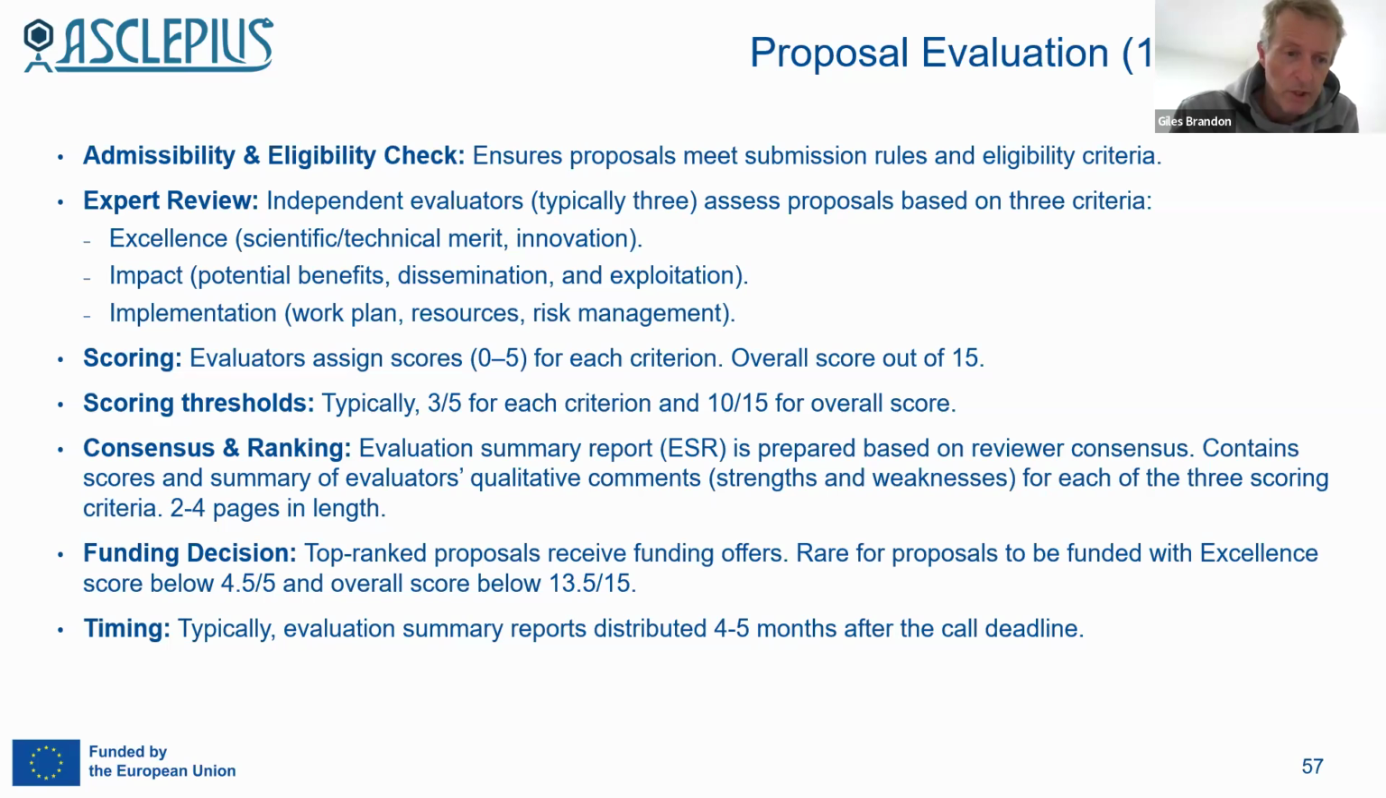What happens is all those proposals that pass all the thresholds get put into a ranking list. The top of the ranking list is the proposal that got the very highest score. At the bottom is the last proposal that just managed to pass the scoring threshold. So everything gets put in this ranking list, and then the Commission asks, how much budget do we have for this call? We start from the top, we fund the first project, the second project, and we keep going until we run out of budget.